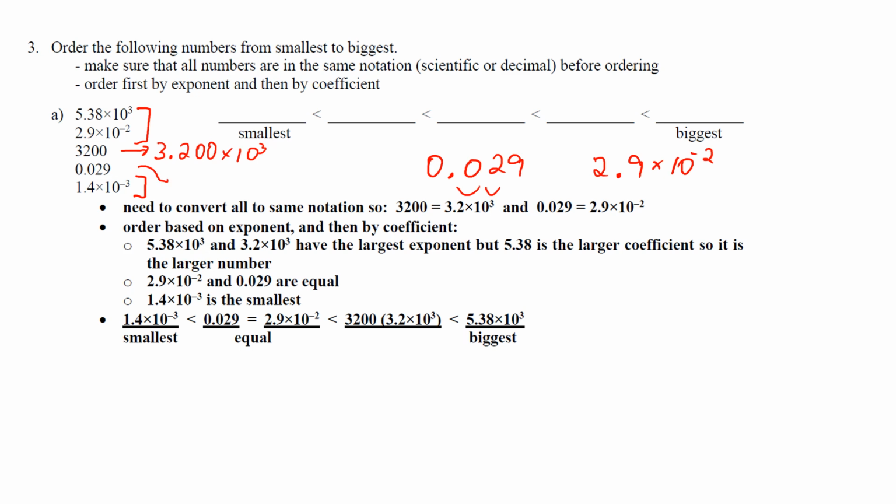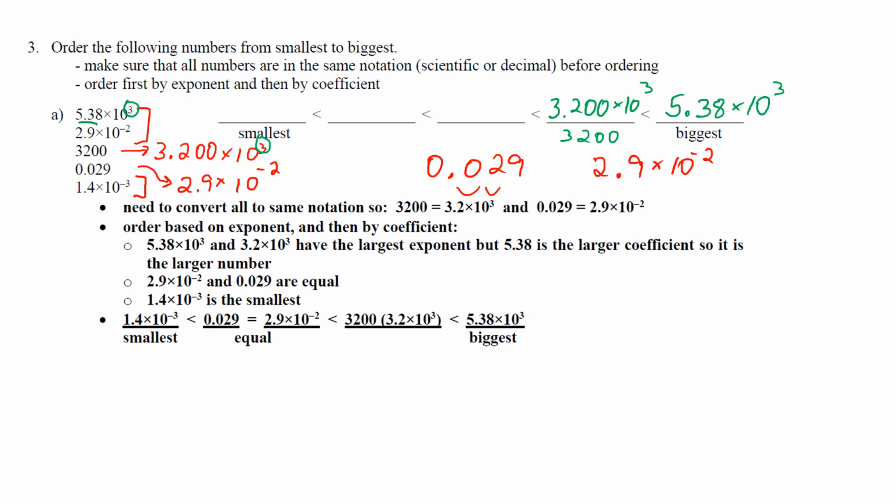So now I have these 5 numbers. And now I look first based on the exponent and then the coefficient. I have 2 that are times 10 to the 3. So those are my 2 largest numbers. Then I look at the coefficient. 5.38 is bigger than 3.2. That's the biggest. Then I have 3.200 times 10 to the 3, or 3,200. That's what we started with.